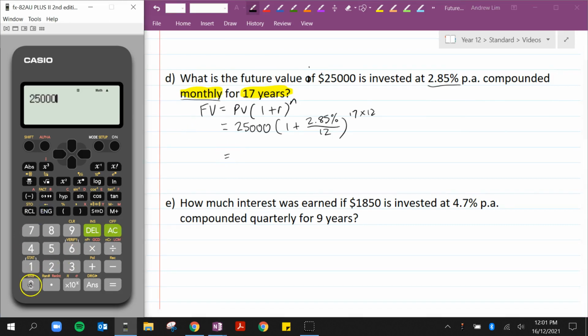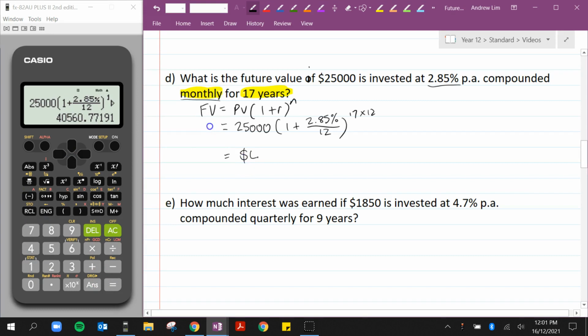So 25,000. 1 plus 2.85%. Don't forget to write your percent symbol in your calculator. Over 12 to the power of 17 times 12, which is $40,560.77. Okay, and that's the future value.